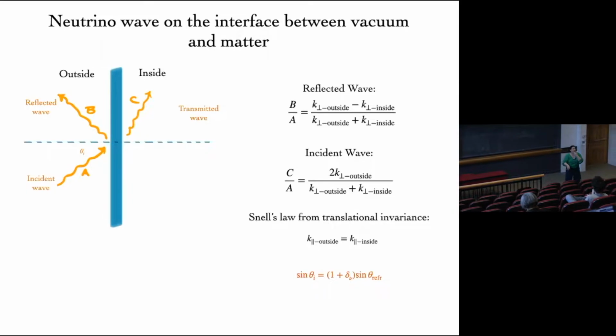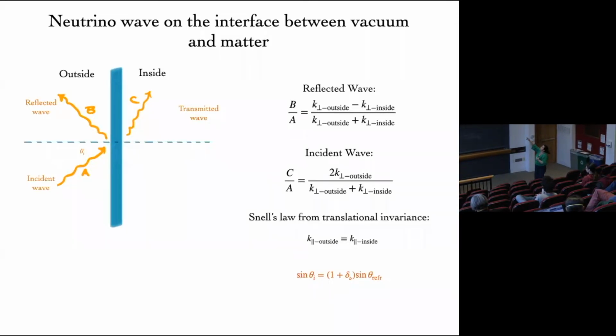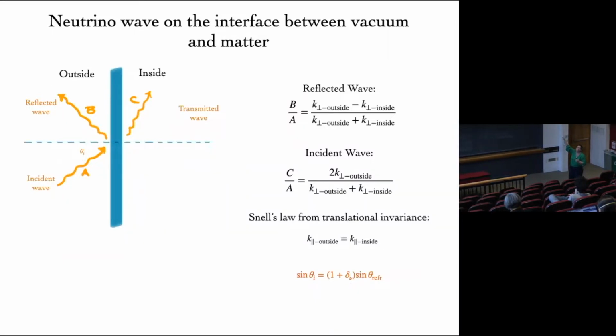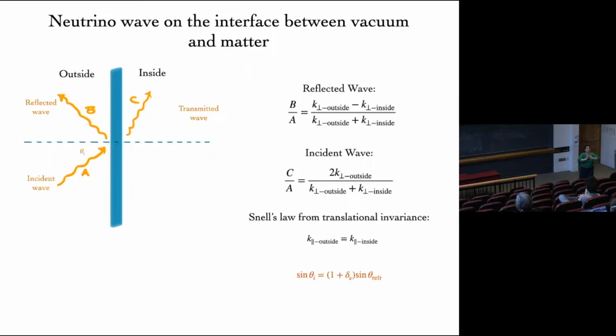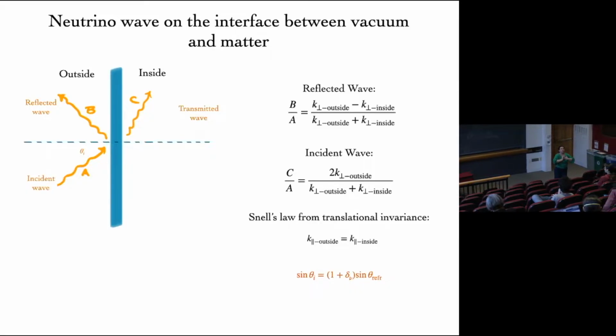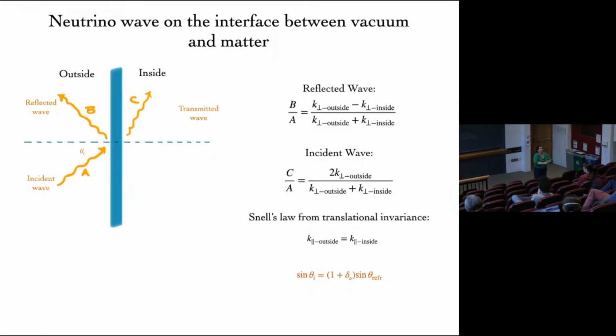I think we all have done it in quantum mechanics. When you take the ratio of the reflected wave amplitude B over A, you find that, in fact, only the momentum perpendicular to the surface determines the dynamics. That is just by energy conservation and translational invariance across the surface. Any momentum parallel to the surface does not change.